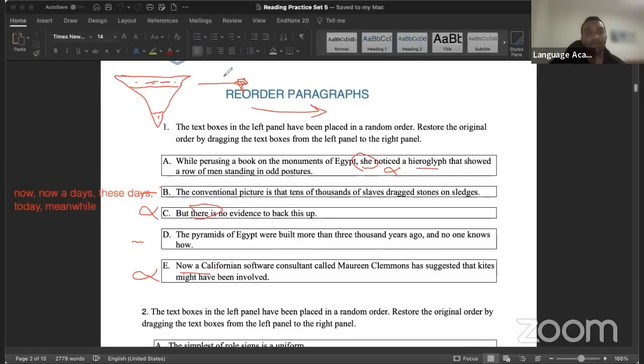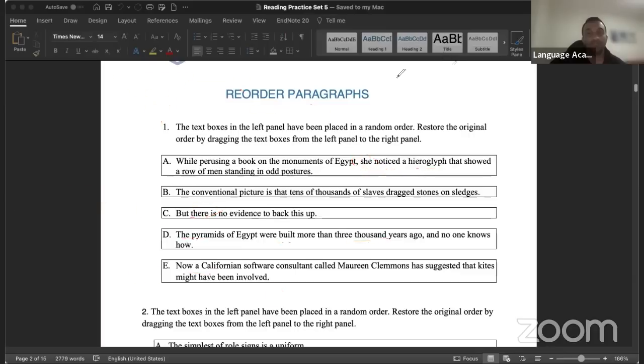All right. So after reading all this, it's our consensus that the first sentence will be: pyramids of Egypt were built more than 3,000 years ago and no one knows how. So up till now, I know this information that no one knows how these things were built. Okay, so I will put D as my first one. Okay. Kites might have been involved in what? I don't know, but there is no evidence to back this up. He hasn't talked about any evidence yet.